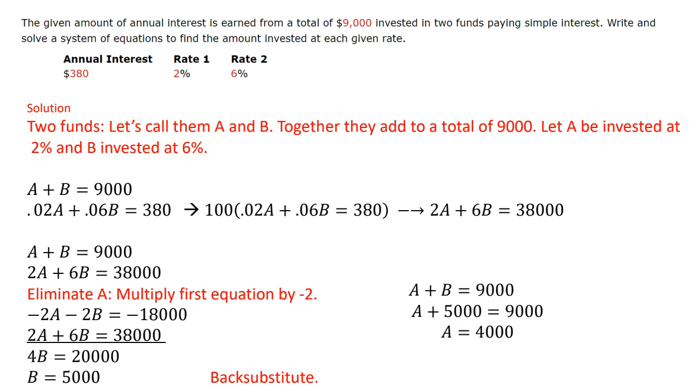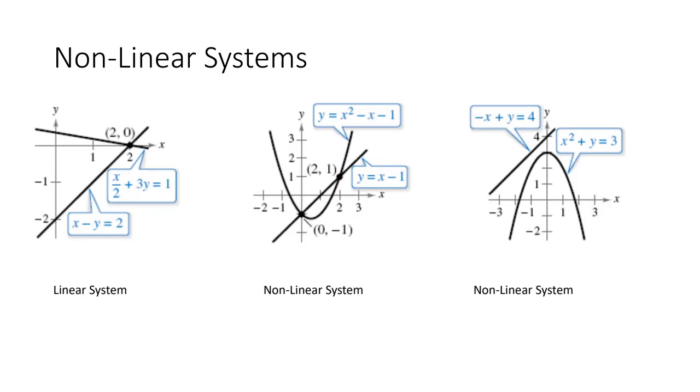A plus b had to be equal to 9,000. I know that b is 5,000. So to solve for a, I just have to subtract 5,000 on both sides. So 9,000 minus 5,000 gives me 4,000. Okay. All right. So now let's look at the nonlinear systems.